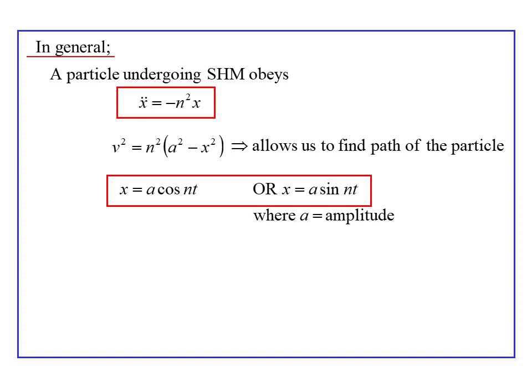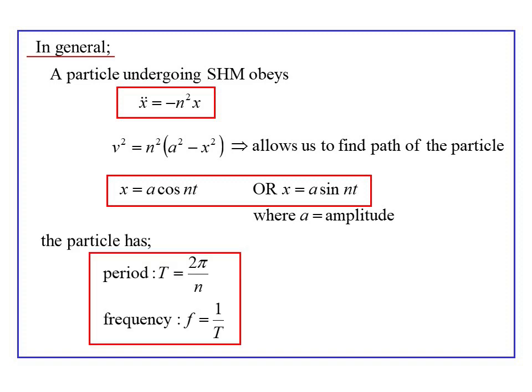A is the amplitude. Because it's a trig function, it makes life easy: the period of the particle is 2 pi on n. But then it has this other thing called frequency, and frequency is simply the reciprocal of the period. So what is period? The time it takes for one complete oscillation, the time it takes to complete a period.